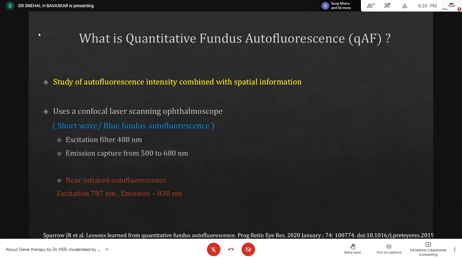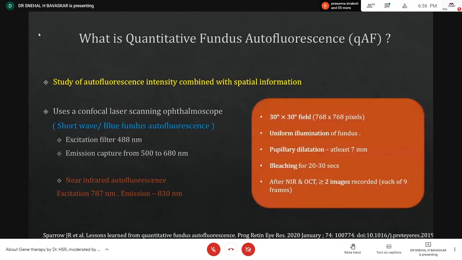So what is quantitative autofluorescence? It's basically the study of the autofluorescence intensity, which is combined with spatial information. There are two main types of autofluorescence: a short-wave autofluorescence, also known as the blue fundus autofluorescence, and a near-infrared autofluorescence. We will be discussing mainly the short-wave autofluorescence, as it is the most commonly used modality in quantifying autofluorescence. There are set criteria which we need to follow.